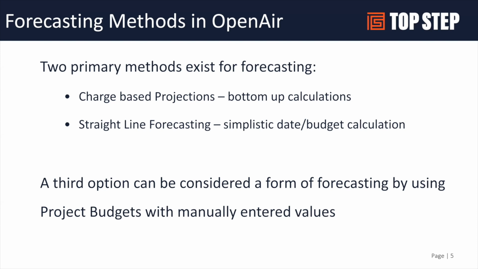The other option we see is straight line forecasting. And this one is straightforward, pardon the pun, but basically it requires that a project have a start and end date and a budget. And then you just peanut butter spread that over time. And we'll talk about some of the details around that.